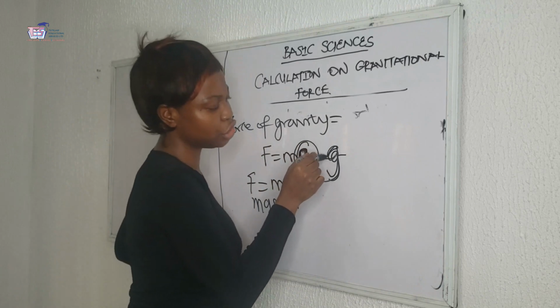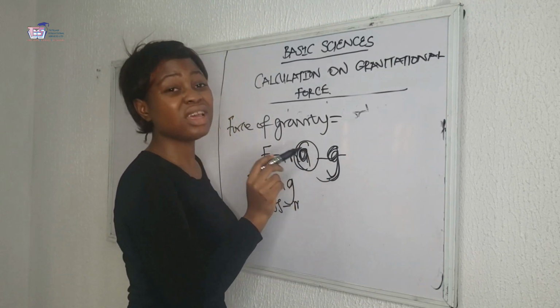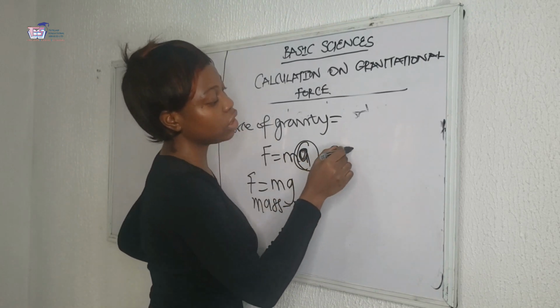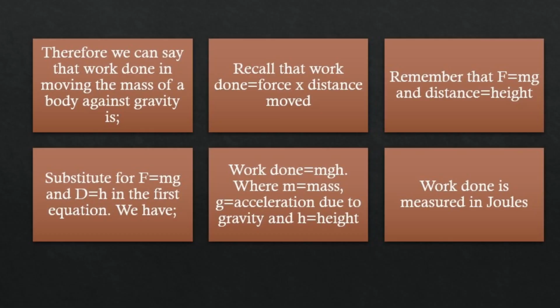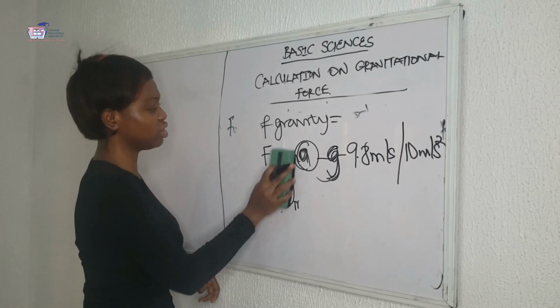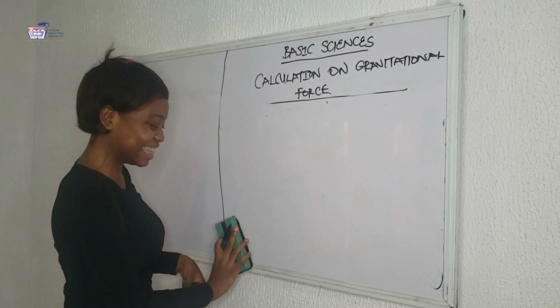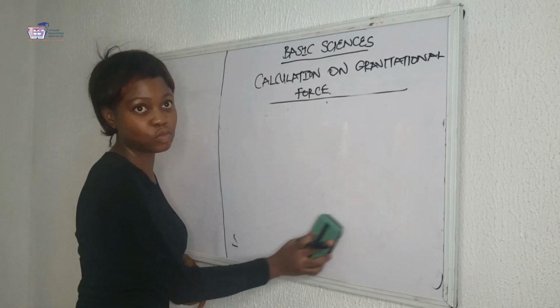And another thing about this g, acceleration due to gravity, is that it's a constant and the value is equal to 9.8 meter per second square or 10 meter per second square. Exactly. Now, let's try to look at an example before we move to the next one.